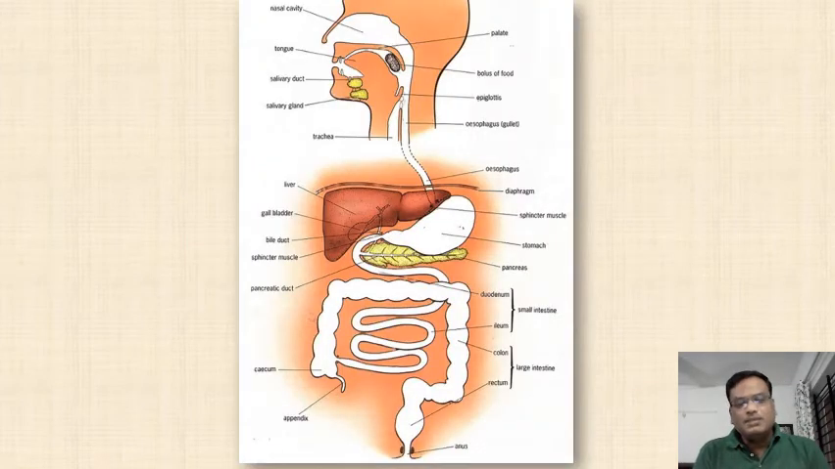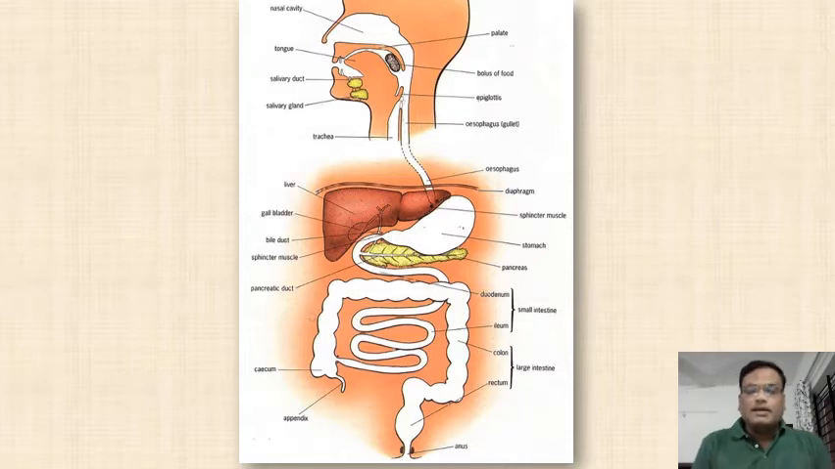The digestive system is made up of alimentary canal and digestive glands. So alimentary canal is actually a muscular tube which extends between mouth and anus. This muscular tube is variously modified into different structures in higher animals, like in humans. So this alimentary canal is modified into pharynx, esophagus, stomach, small intestine, large intestine, etc.